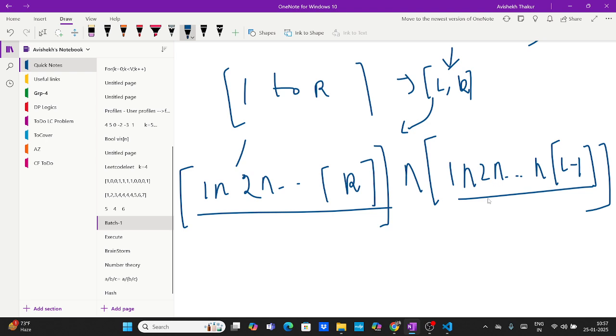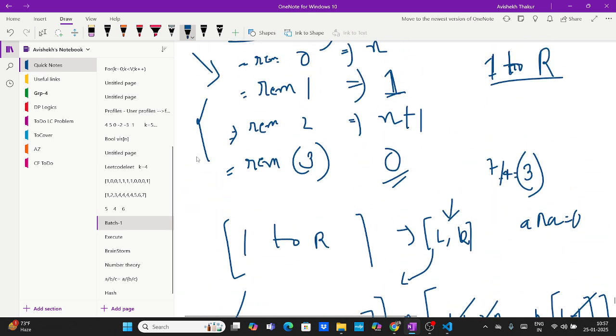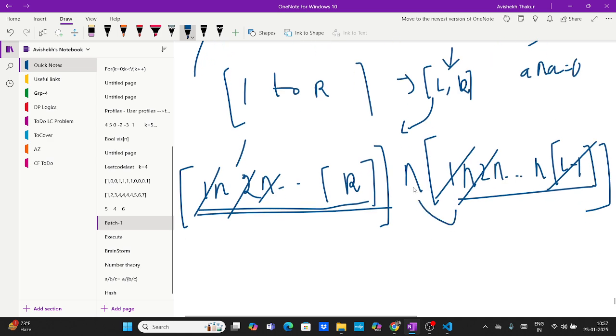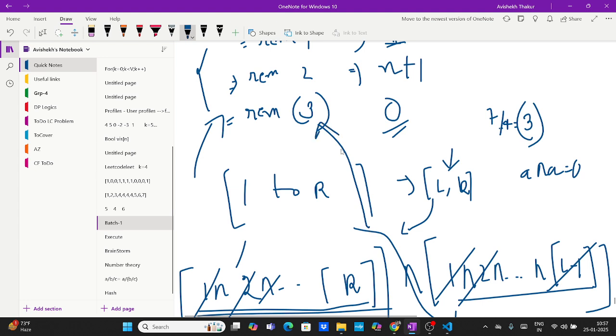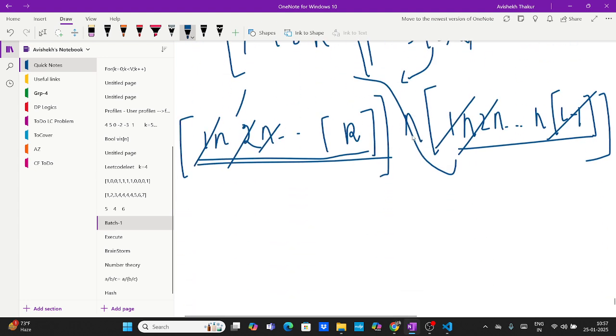What we have seen is the property of XOR: A XOR A is 0, right? That means 1 gone, 2 gone, up to L minus 1 gone, right? So it will be nothing but L to R only. Now 1 to R you can calculate using this formula. 1 to L minus 1 you can calculate using this formula again. If you do XOR, is the answer done? Did you guys get it? Yes, got it.